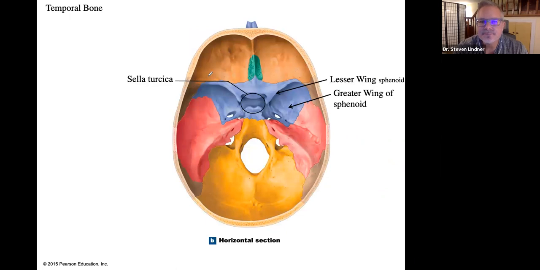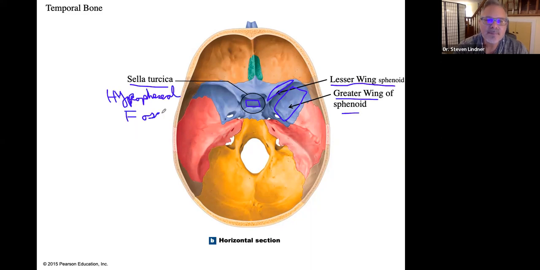Now here's our sphenoid. The purple section is the sphenoid, and there is a lesser wing of the sphenoid, that's this, and a greater wing of the sphenoid, which is this portion here. In the sphenoid, there is the Turkish saddle, known as the sella turcica, and this smooth depression right here is called the hypophyseal fossa. That's a P, hypophyseal fossa.